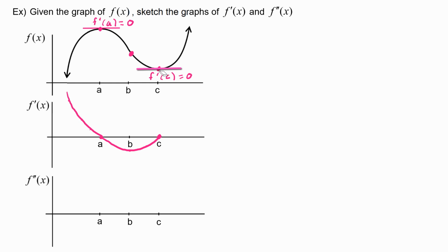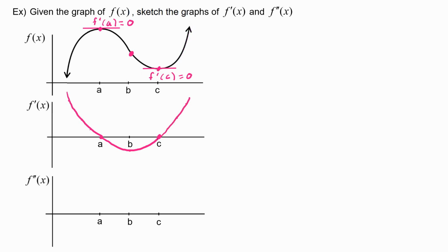We know f prime of c is 0, and then here the slope is slightly positive. Then it gets more positive. Here it's very steep, so even more positive.